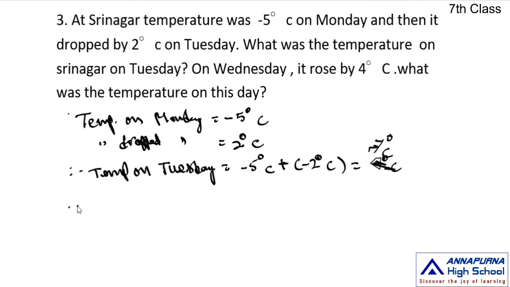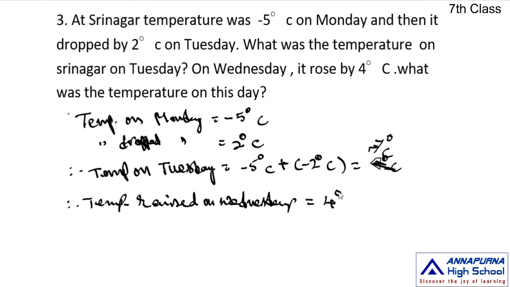How much, you write down? Temperature rise on Wednesday is equal to 4 degrees centigrade. Now, what was the temperature on this day means? Before the day it is minus 7 degrees. So, on Wednesday, the same temperature is raised by 4 degrees centigrade, which means we have to add both temperatures. Here, rise means increase.